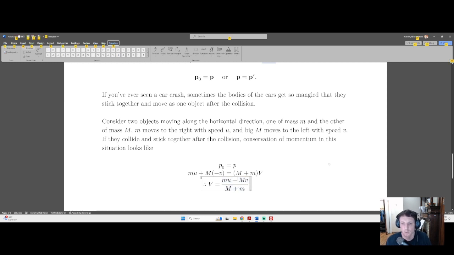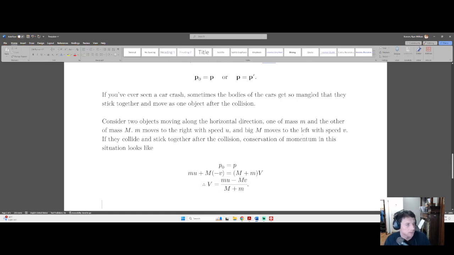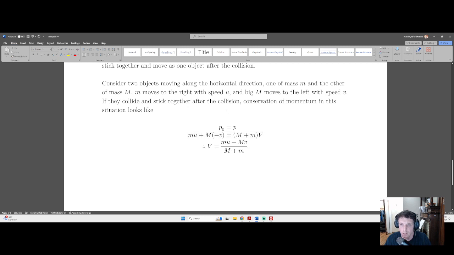So this is where two objects collide and stick together and move as one object. Now there is a word for this, and I can never remember what it is. Just give me a second while I confirm this. Look, I don't remember the words. I know how to do the problems, all right? So don't judge me. Sometimes this vocabulary gets a little annoying.